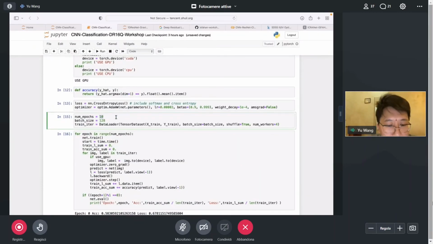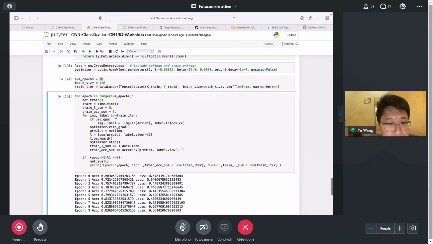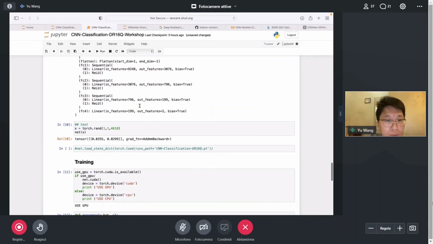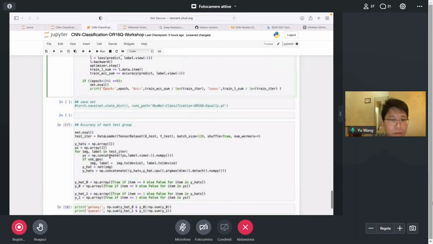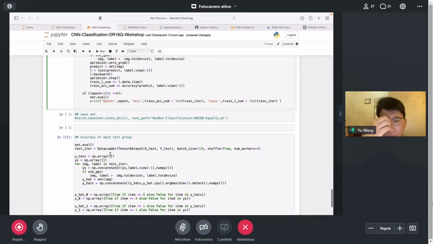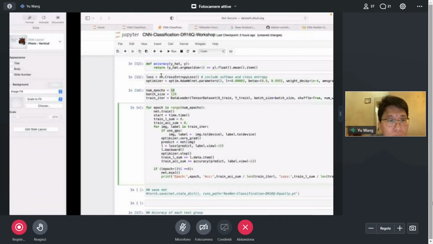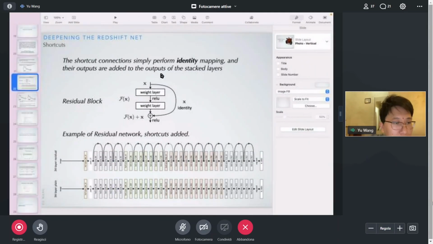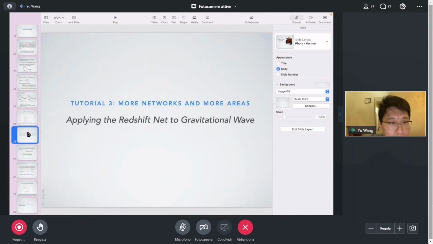I think let's run 10 epochs, but this time it will be slower, because this net includes more parameters. While it is running, let's go to the third topic, which is to apply a ResNet to a gravitational wave.